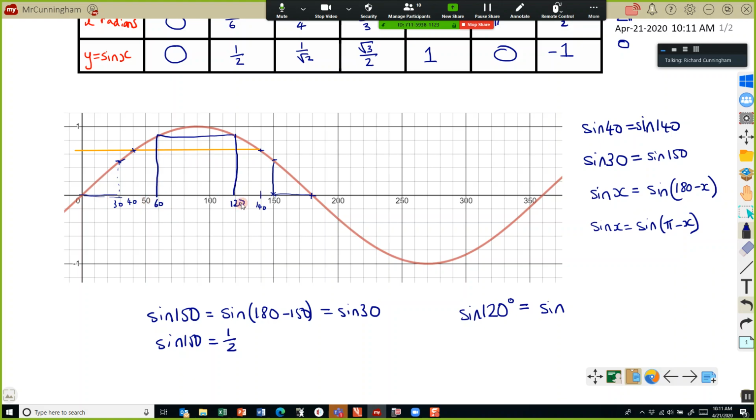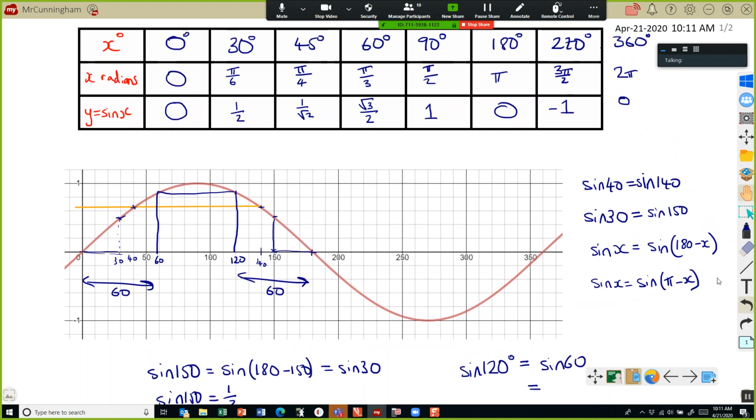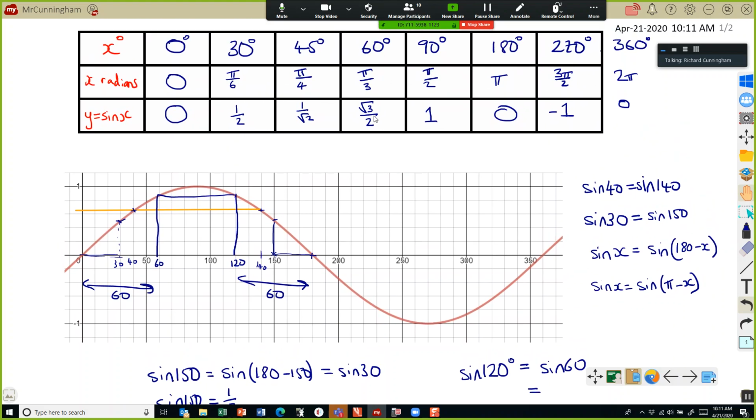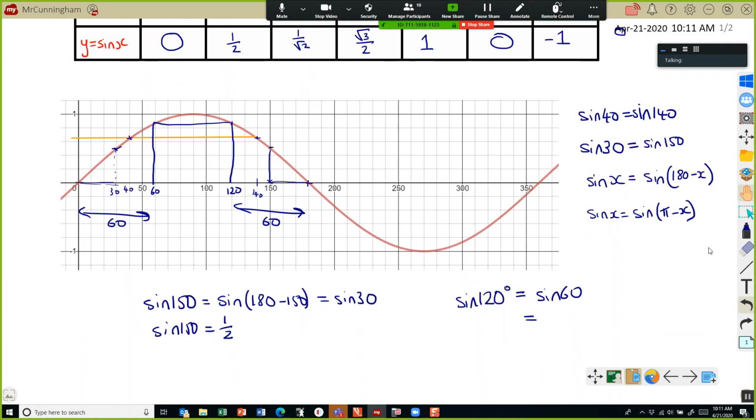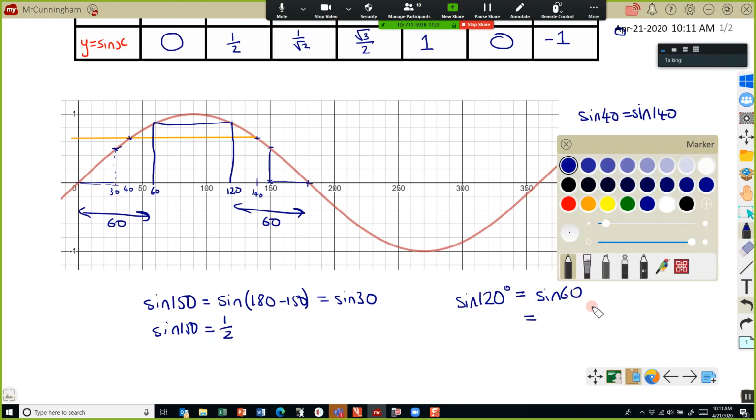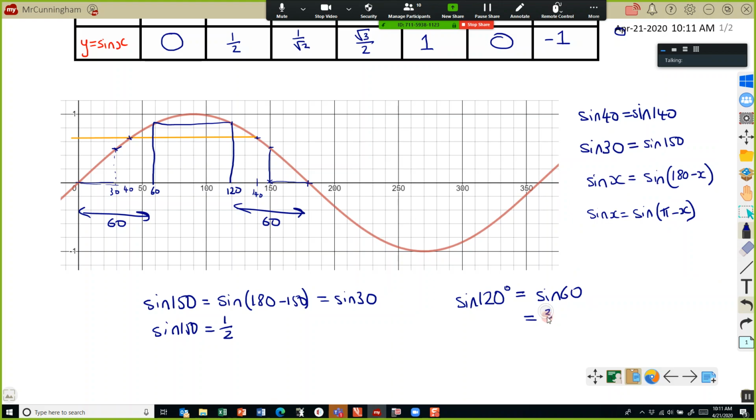Yeah, well, the 180 is 60 away from 180. So, yep, this one has to be 60 away from 0. Yes, Jesse, good. And what do I know? What's sine of 60 then? Sine of 60 is root 3 over 2. So sine of 120 is root 3 over 2.